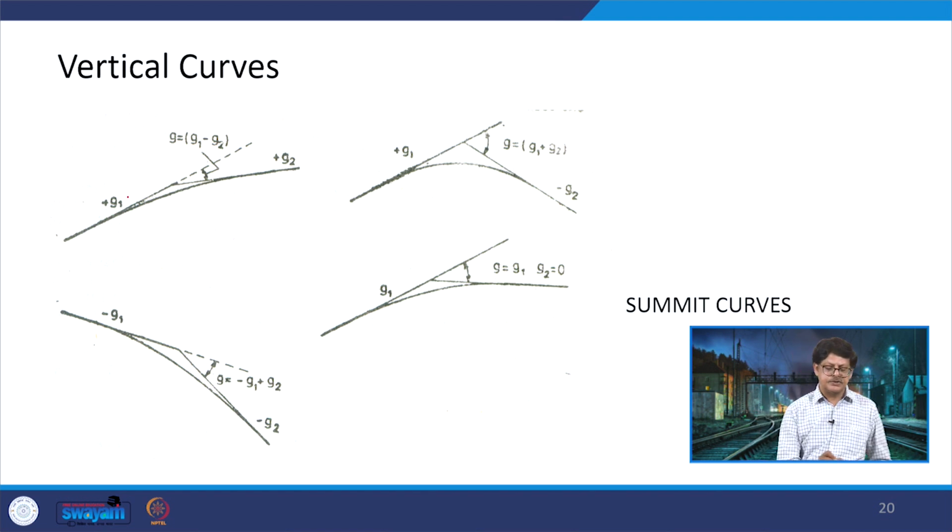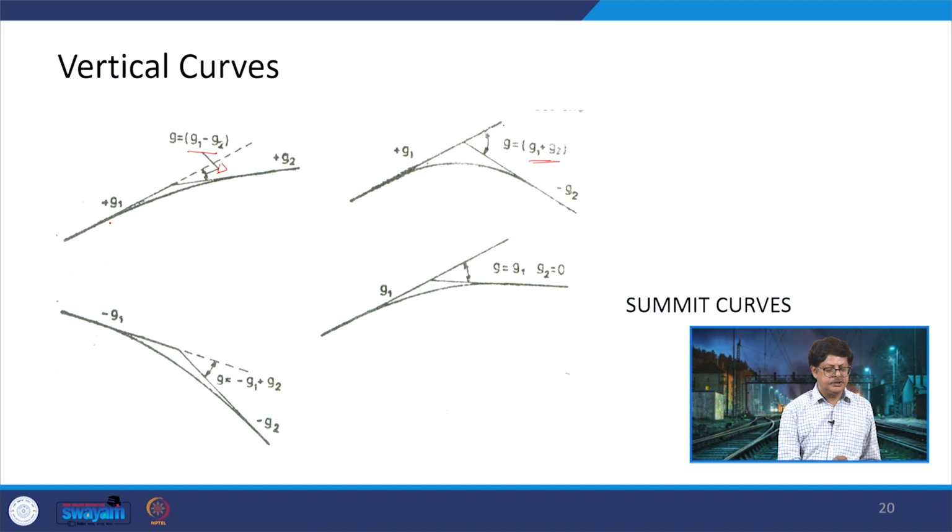Here you can see these are the vertical curves, being defined as the summit curves. So, this is plus G1 and plus G2, that is the angle by which the deviation is coming, and that deviation is being taken as an algebraic sum. So, this is plus G1 minus plus G2, that is G1 minus G2. So, it is plus G1 minus G2.